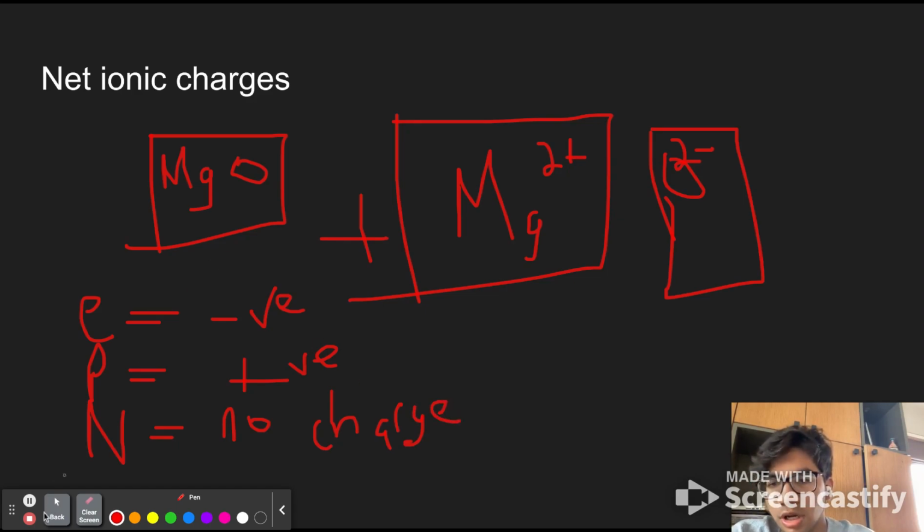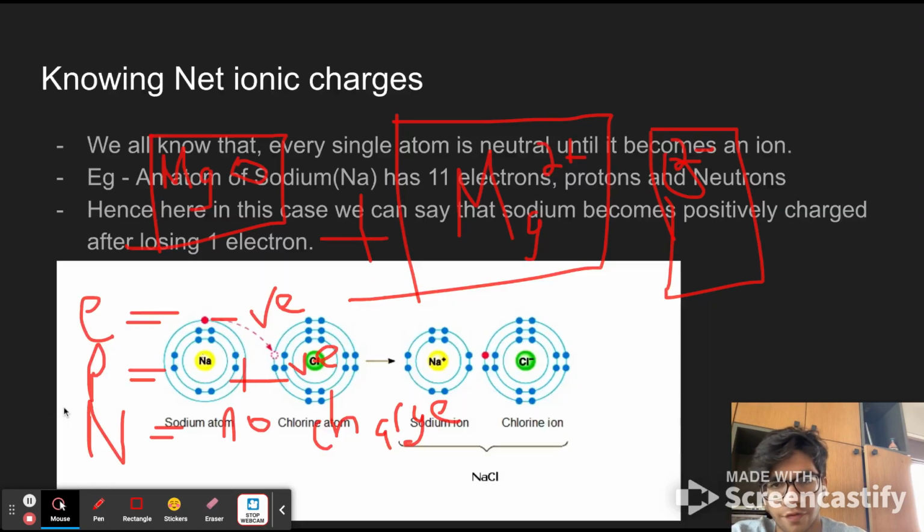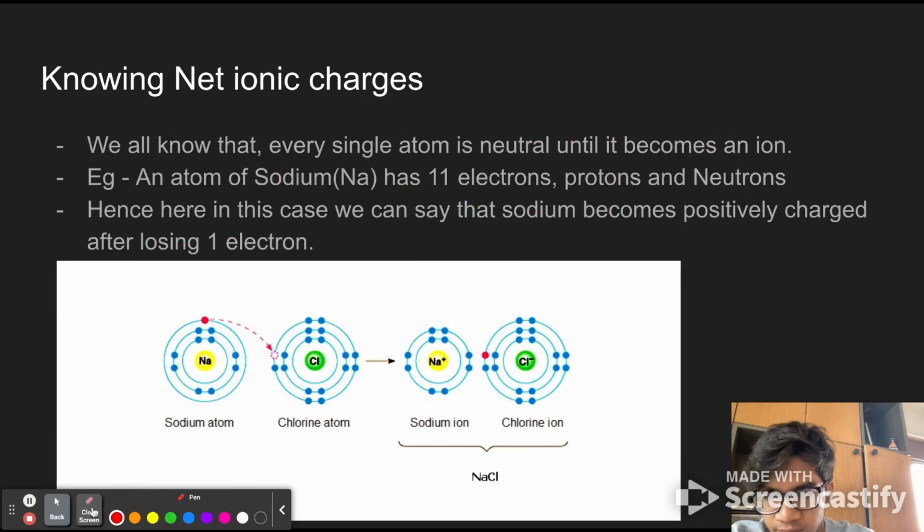Now let's look at the example which I have listed for all of you. Let me clear the screen. If we look at net ionic charges, we know that a single atom is neutral until it becomes an ion. We all know about a cation and an anion. Cations are the ions which are positively charged, whereas anions are the ions which are negatively charged.